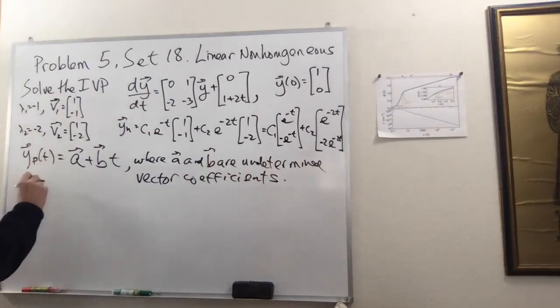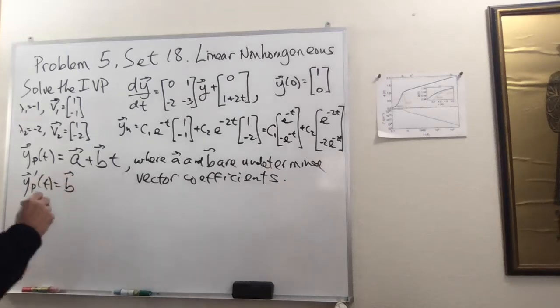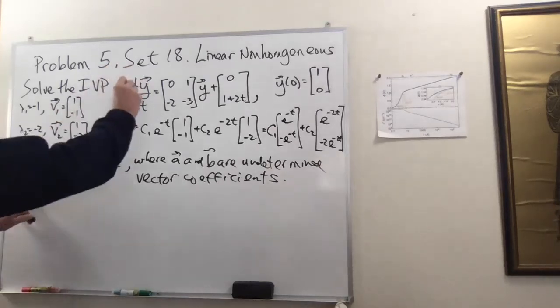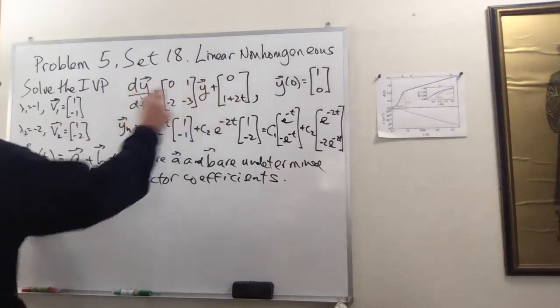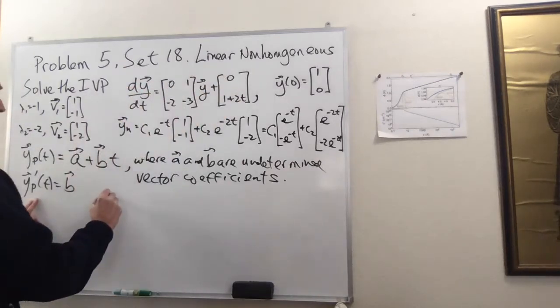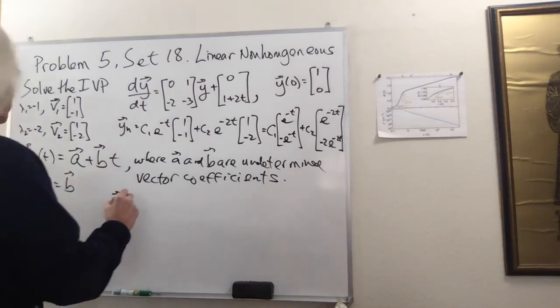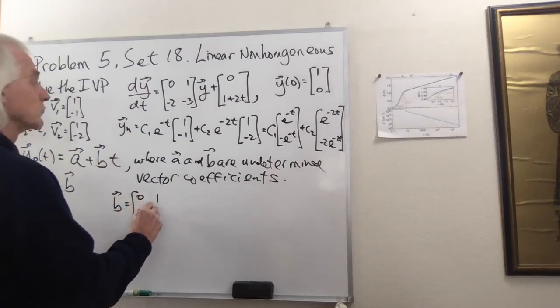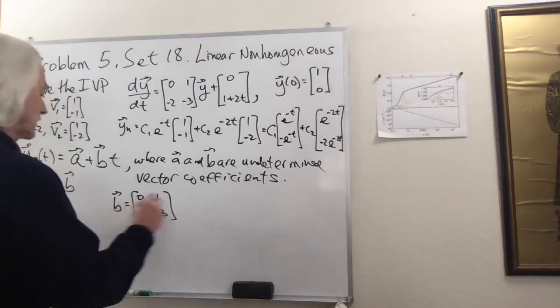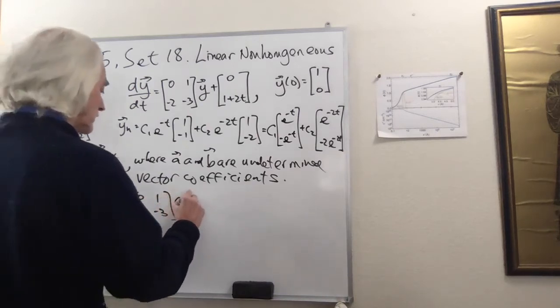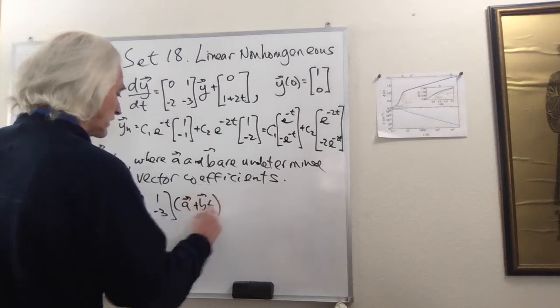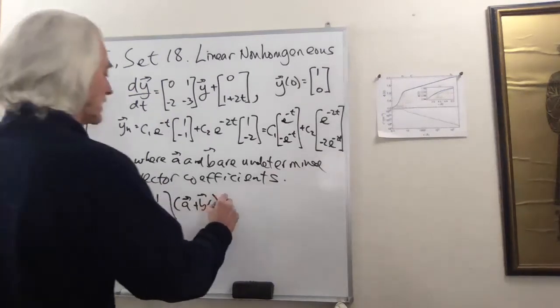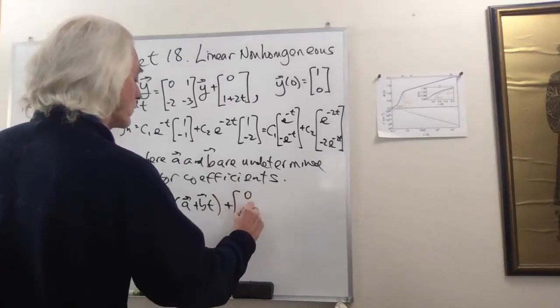Okay, well, let's see. What is YP prime of T? That's just B. Okay. So plug this into the differential equation with the G of T part, and you get B is equal to the matrix (0, 1; -2, -3) times (A plus BT), plus (0, 1 plus 2t).